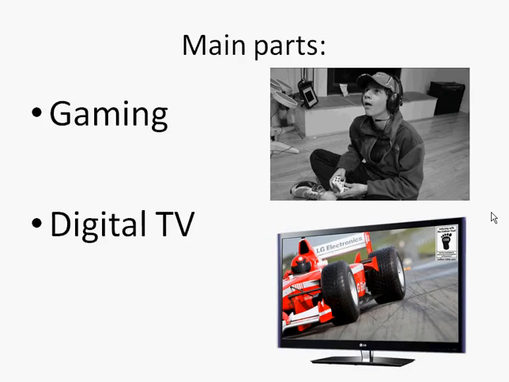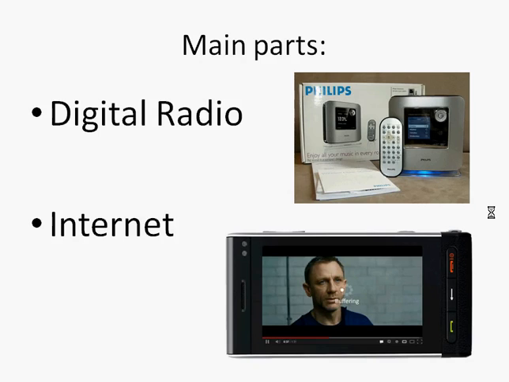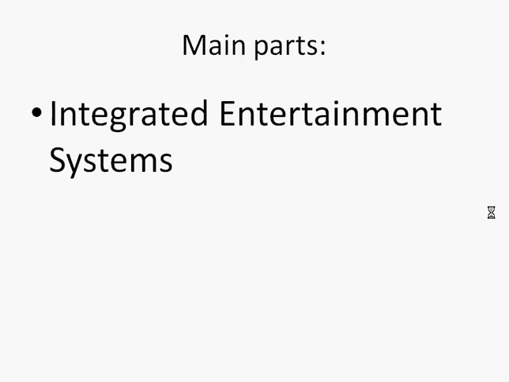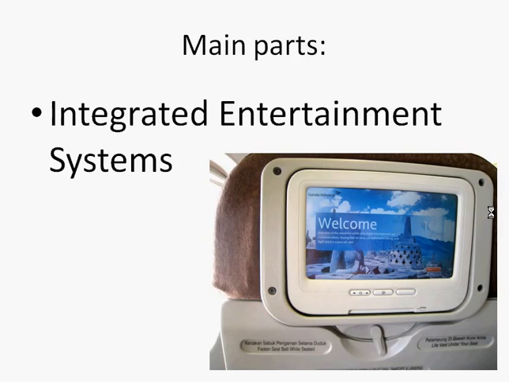So here goes. These are the main parts you'll need to know about: gaming, digital TV, digital radio, the internet, and in particular downloading and streaming of content, and integrated entertainment systems.